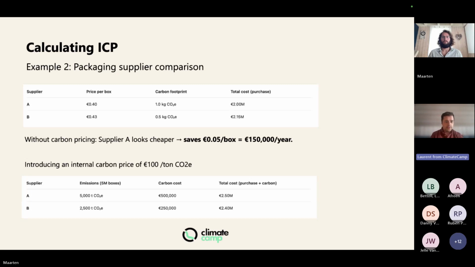If we now take into account the carbon price of, let's say, 100 euro per ton CO2 equivalent, that means that for the 1 kilogram per box for supplier A, we come at a total cost of 500,000 euro additionally. And for supplier B, we only come to 250,000 euro additionally on top of the initial purchase cost. Meaning that now in this example, we see that actually supplier B becomes the cheaper option and the more attractive one for procurement to choose.